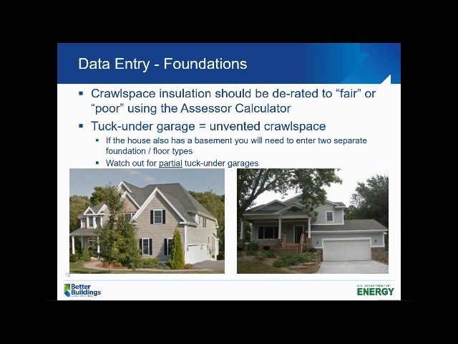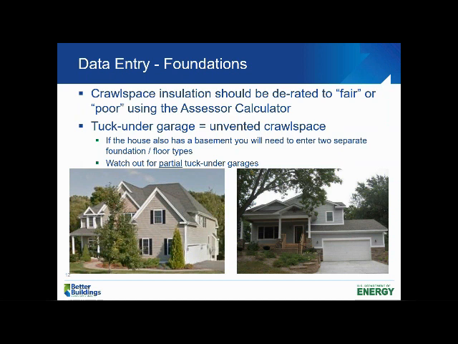So in that case, it's almost always going to be that you're going to have to enter 2 different foundation types, because there's probably, in that house on the left, most likely conditioned basement area there as well. So you have conditioned basement area, but the garage area should be characterized as an unvented crawl space. And then you need to watch out for partial tuck under garages. It's going to get a little bit complicated.